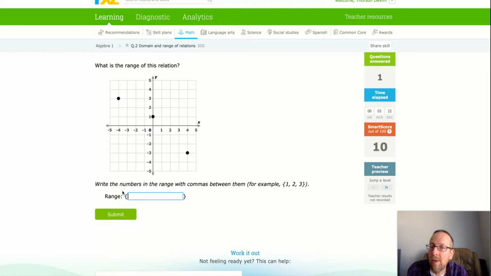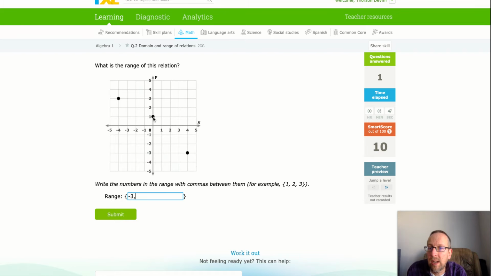Here, it's now asking for the range. Range is not your input, it's your output, it's your y values. So again, what I'm going to do is look at the 3 points they give me, and I'm going to start down low at the bottom and work my way up. So the very lowest point I have is this point here, which has a y value of -3. So I have a -3, comma.